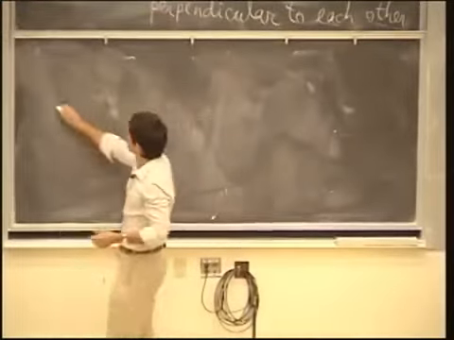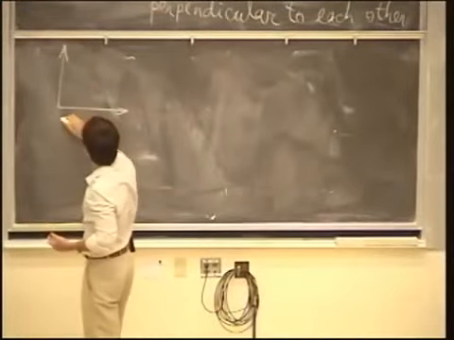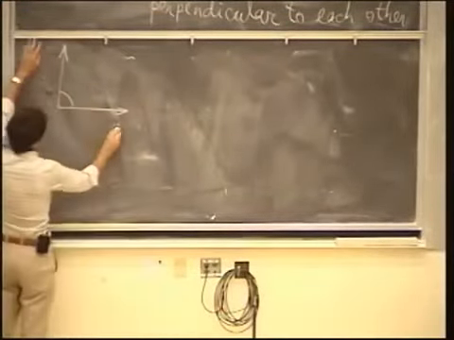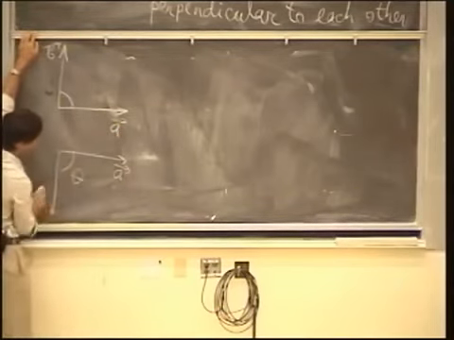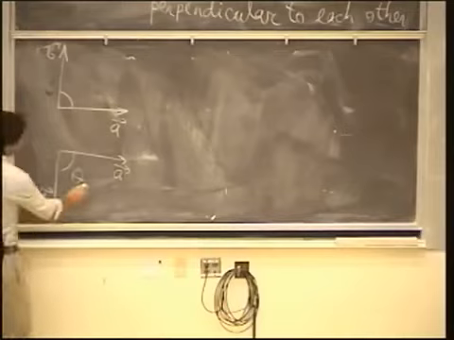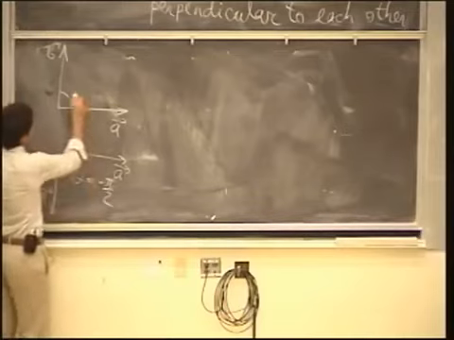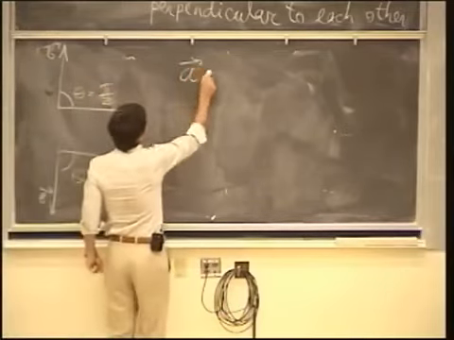When I say perpendicular, I mean that the angle between them is 90 degrees. But to say that the angle between them is 90 degrees, it means that they are either like this or like this. Right? It doesn't matter. In both cases, they're perpendicular. And in this case, a dot b is equal to 0.